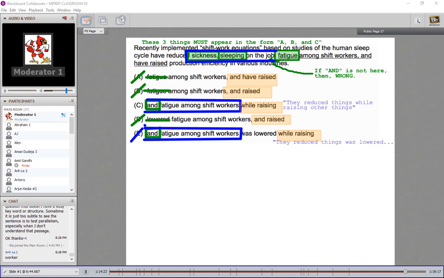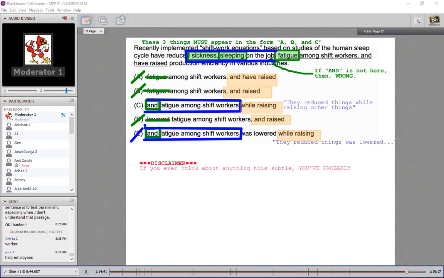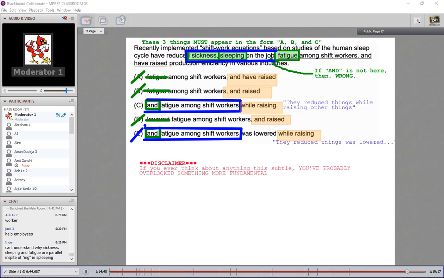So I'm going to just write that, because people are kind of stubborn about this stuff. But disclaimer, if you are ever thinking about anything this subtle, you probably overlooked something that is much less subtle. But nonetheless, we can talk about it for like 45 seconds. Anything below this line, you're not going to need for these problems. But let me just tell you what's happening there anyway.